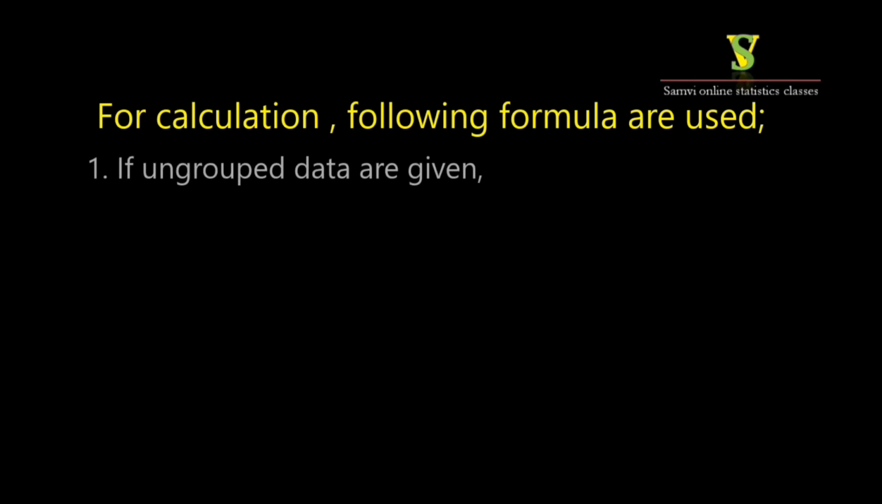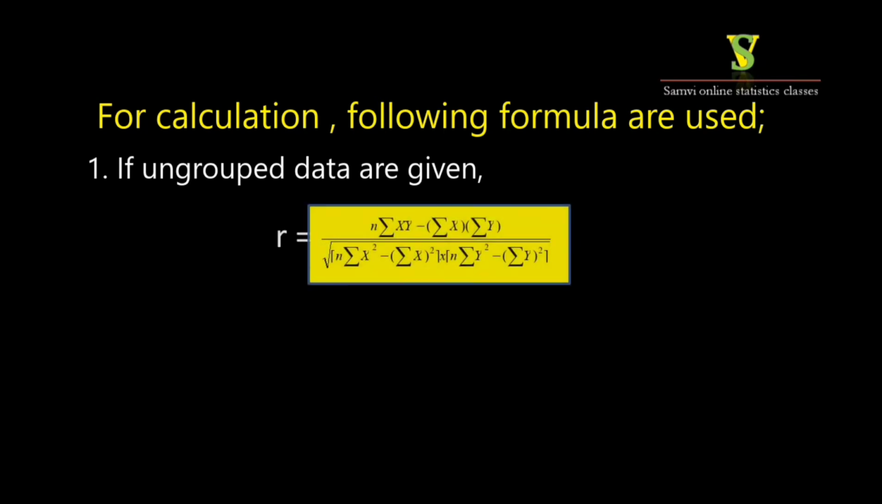First one, if ungrouped data are given, in such a condition, r is equal to n summation of xy minus summation of x into summation of y, divided by square root of n summation of x square minus summation of x whole bracket square, into n summation of y square minus summation of y whole bracket square.